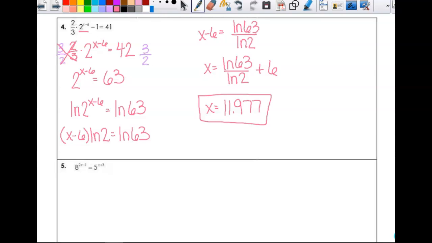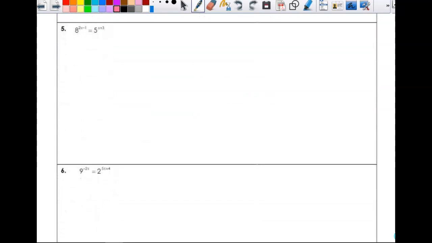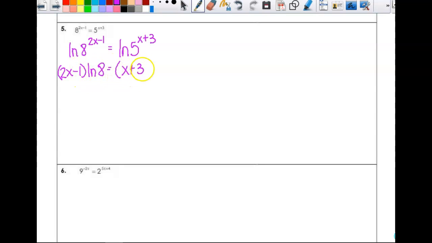On number 5, I got an exponential on both sides. They're both isolated. So I can go ahead and start by taking the log of both sides. So I'm going to have the natural log of 8 to the 2x minus 1 power equals the natural log of 5 to the x plus 3 power. So I use my power rule so that I end up with 2x minus 1 times the natural log of 8 equals x plus 3 times the natural log of 5.